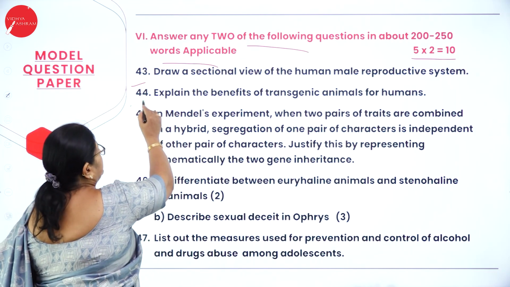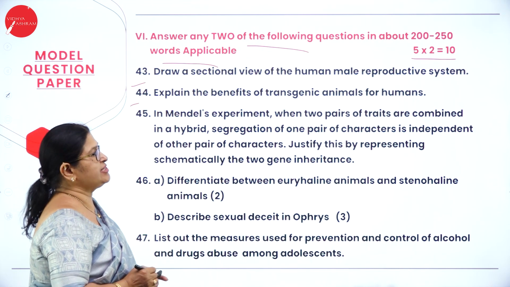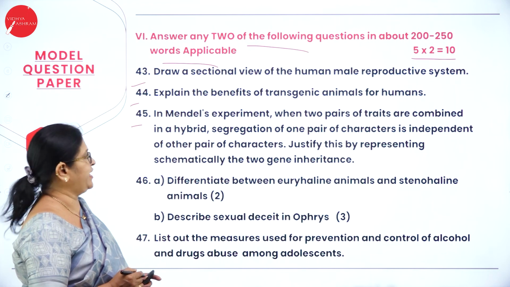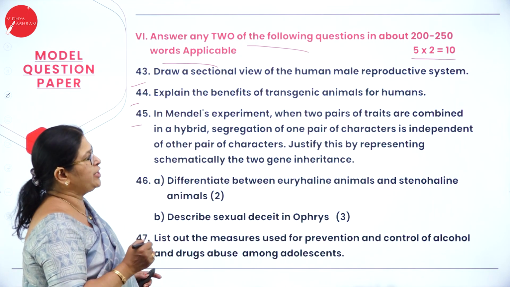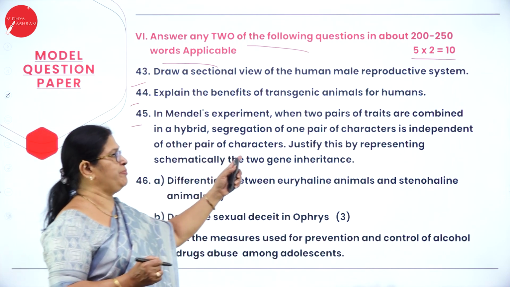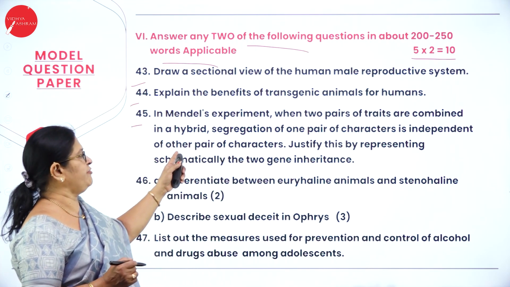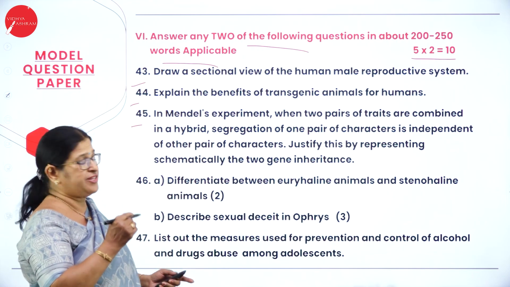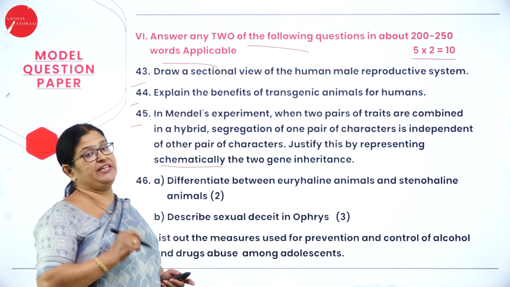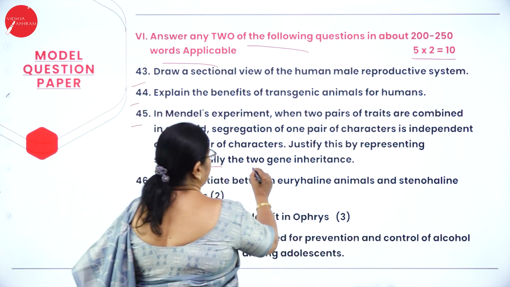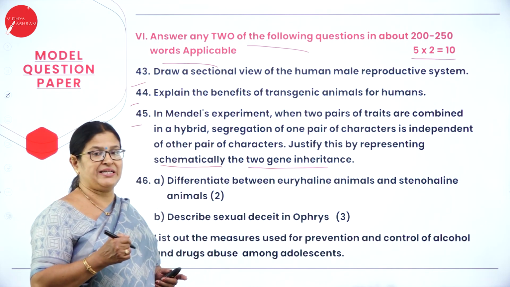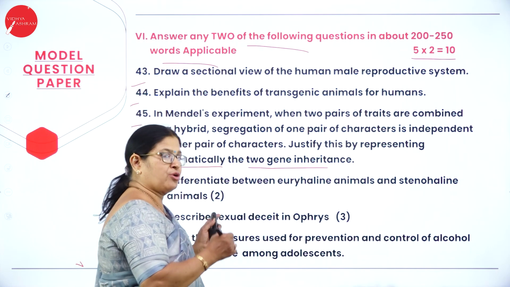Then 44th question, explain the benefits of transgenic animals for humans. Then moving on to question number 45. In Mendel's experiment, when 2 pairs of traits are combined in a hybrid, segregation of one pair of characters is independent of other pair of characters. Justify this statement by representing schematically the 2-gene inheritance. So very, very important. When it is mentioned as 2-gene inheritance, what is it that you are going to draw schematically? That is the dihybrid cross.